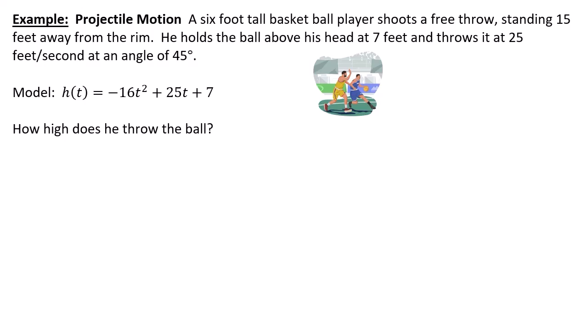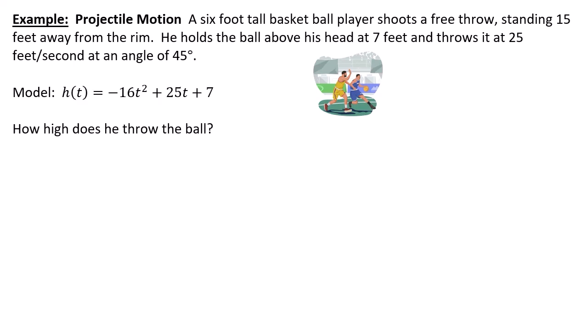We often use quadratic functions to model projectile motion. If we have a 6-foot tall basketball player, he's shooting a free throw standing 15 feet away from the rim, and he holds the ball above his head at 7 feet and throws it at 25 feet per second at an angle of 45 degrees. We can model this situation by using the equation for height, h of t equals minus 16t squared plus 25t plus 7. t here is time in seconds.